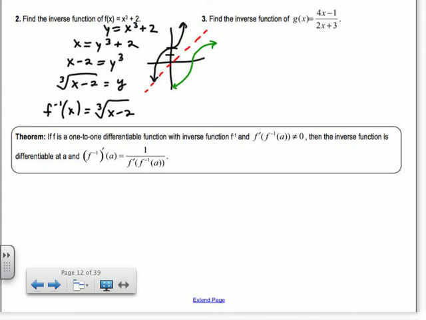All right, number 3. So find the inverse function of g of x equals 4x minus 1 over 2x plus 3. This is one of the tricky ones. So I'm going to replace my g of x with y, and then I'm going to switch my x and y, so I'm going to do this in one step. So I'm going to have x equals 4y minus 1 over 2y plus 3. And I need to solve for the new y value.